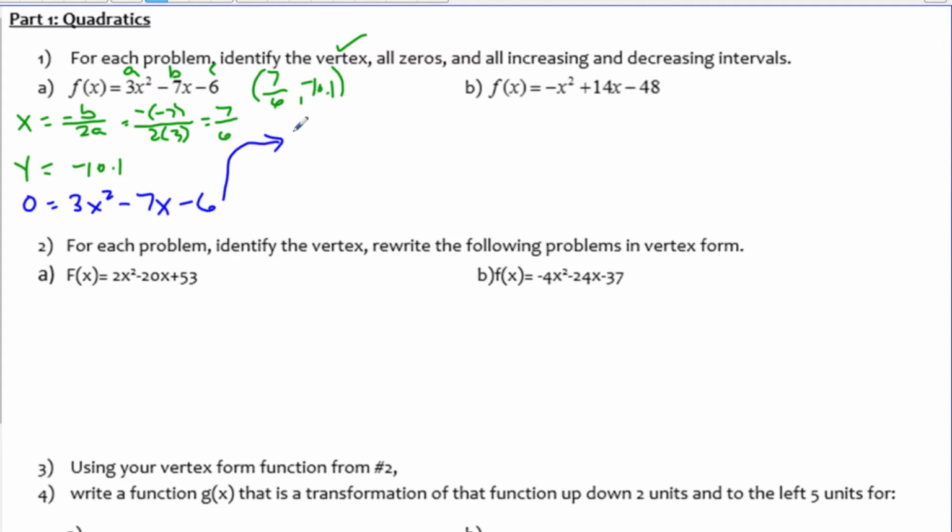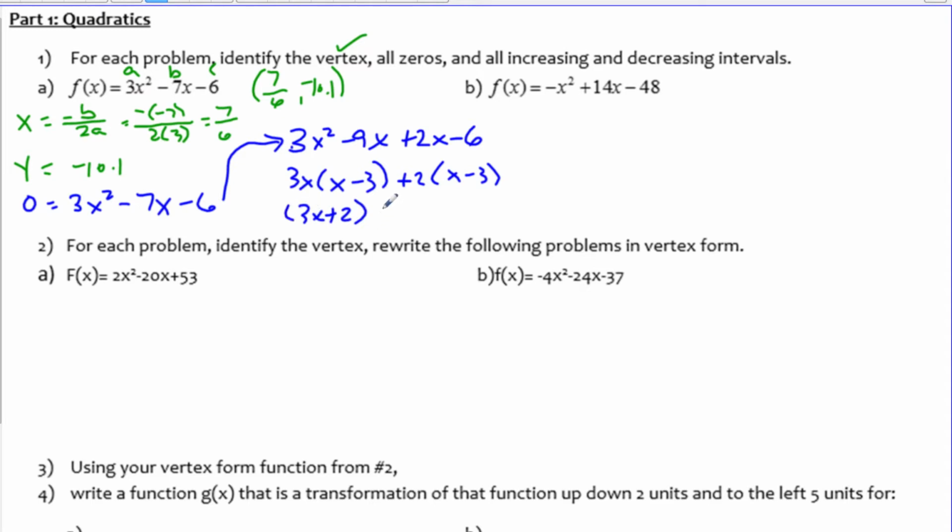We're going to say this factors into, if you do your AC and your B, 3x squared minus 9x plus 2x minus 6. I'll let you go through and figure out where the negative 9 and the 2 came from. Then this is going to be 3x times x minus 3, and this one's going to be plus 2 times x minus 3. So here are my factors when I factor this expression: 3x plus 2, and x minus 3.